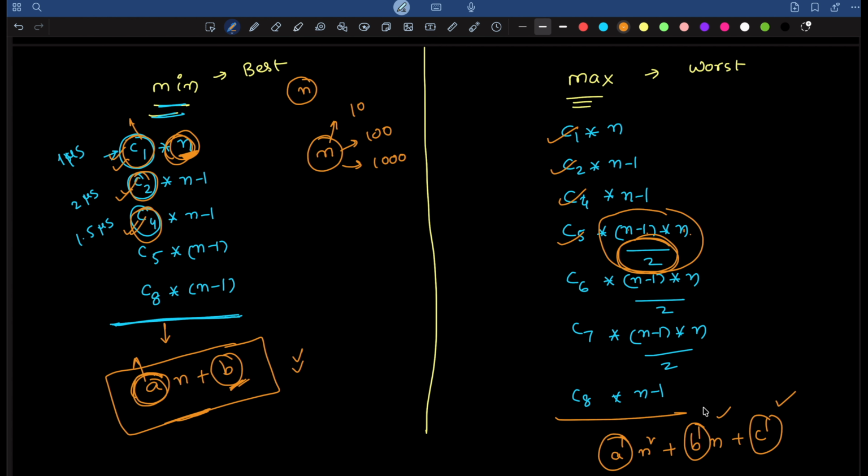Later we will discuss why we write the running time in this simplified form instead of explicitly writing all of these constants or using constant values like a and b. We will understand this in the upcoming videos. So far we have analyzed only the time complexity, that is how many microseconds it takes to execute the algorithm.